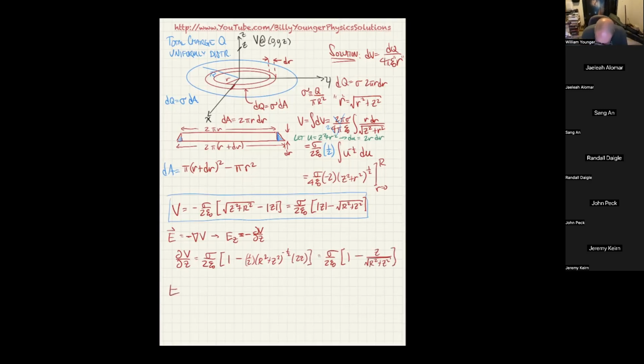Now, E sub z is equal to the negative partial of V with respect to z. So all I've got to do is multiply that by a negative. Again, I'm going to do so by changing the order of subtraction. And you'll see that this result just becomes sigma over 2 epsilon naught times z over the square root of r squared plus z squared, minus 1. And that's what the electric field is.